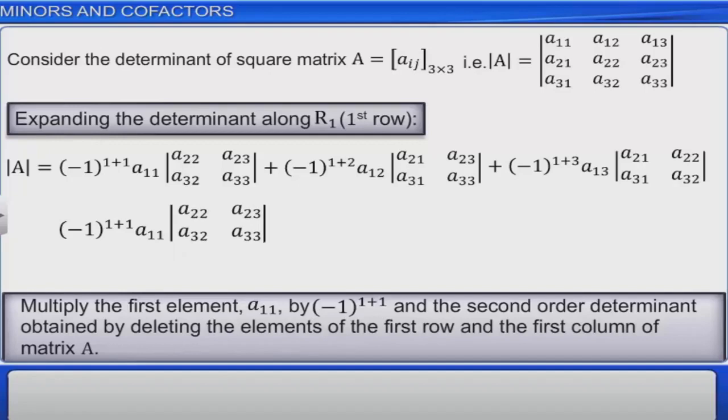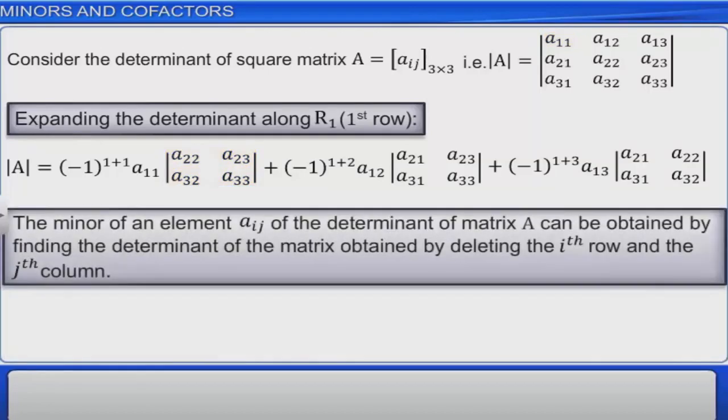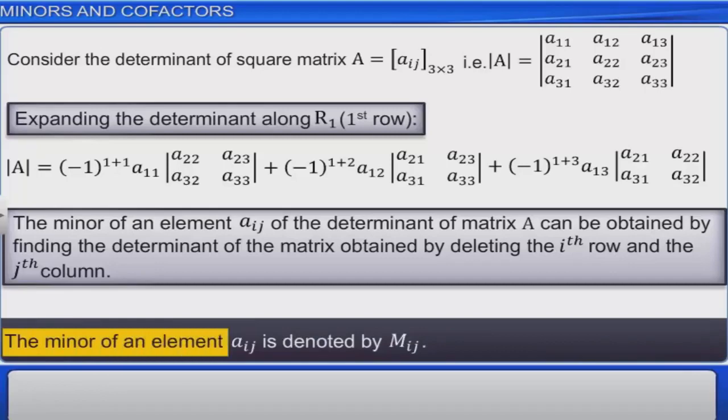This second-order determinant obtained by deleting the elements of the first row and the first column of matrix A is known as the minor of A11. Mathematically, the minor of an element Aij of the determinant of a matrix A can be obtained by finding the determinant of the matrix obtained by deleting the ith row and the jth column. The minor of an element Aij is denoted by Mij.